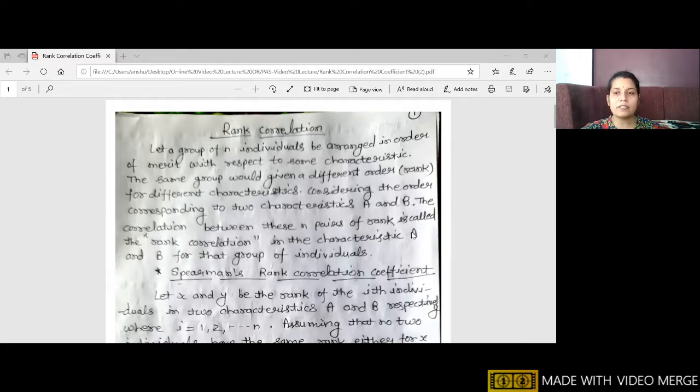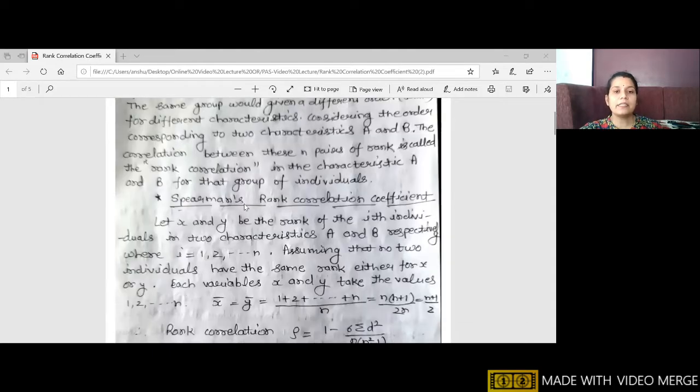That means what? In the correlation coefficient, what is the meaning of correlation? Correlation means two variables are correlated. And here, rank correlation means two ranks are correlated. Got it? So in this topic, the questions are always given in the format of rank. Got it? So here, the Spearman rank correlation coefficient.